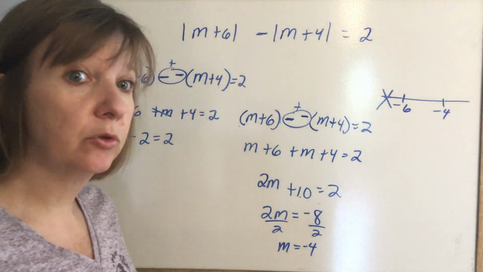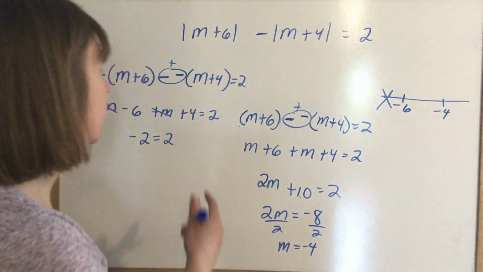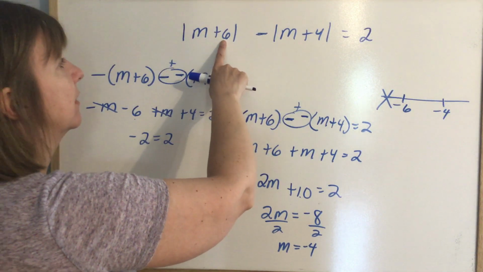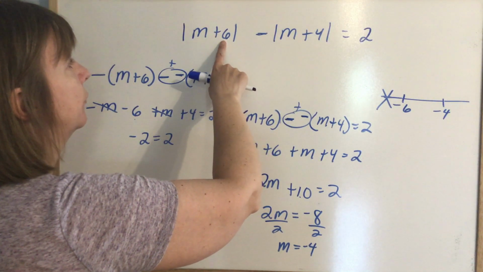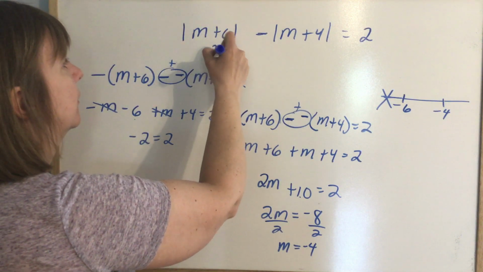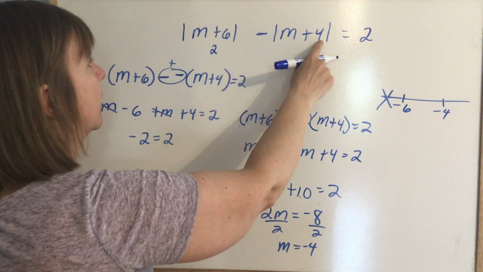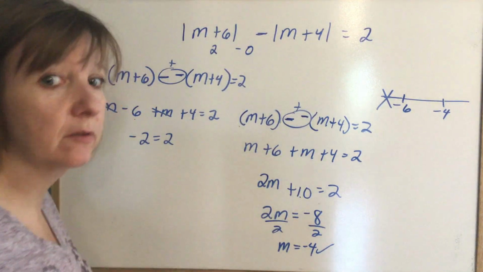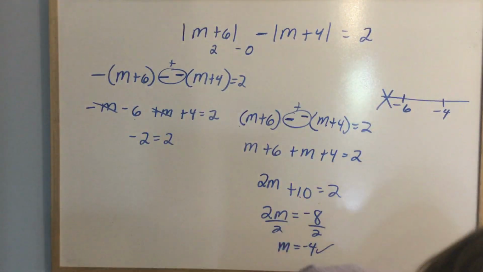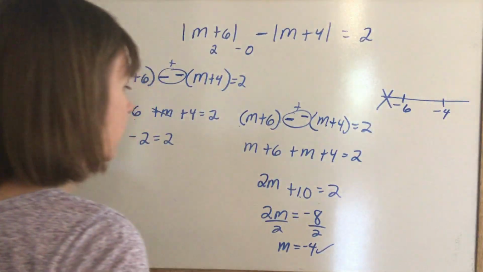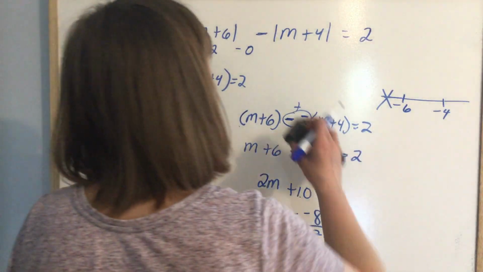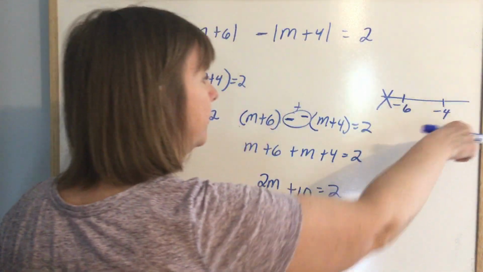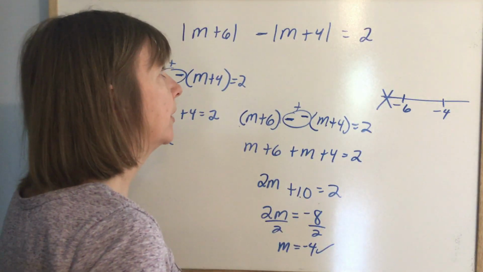Okay, so check that. Put that back up in here. Negative 4 plus 6 is negative 2. The absolute value is 2. Negative 4 plus 4 is 0. So 2 minus 0 equals 2. Hey, that works. So m is negative 4 works. So now let's go to above. Okay, let's go to above.